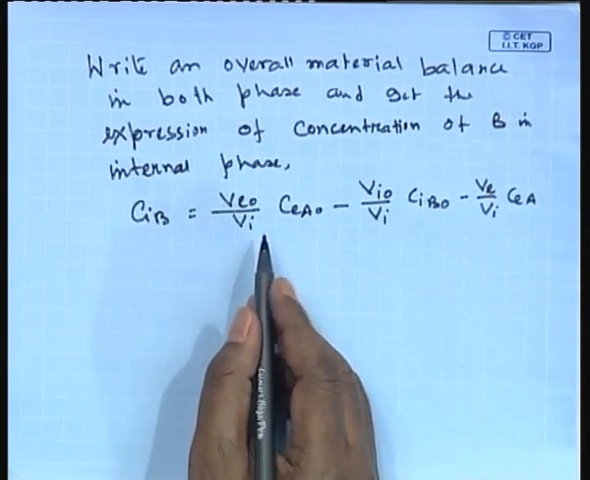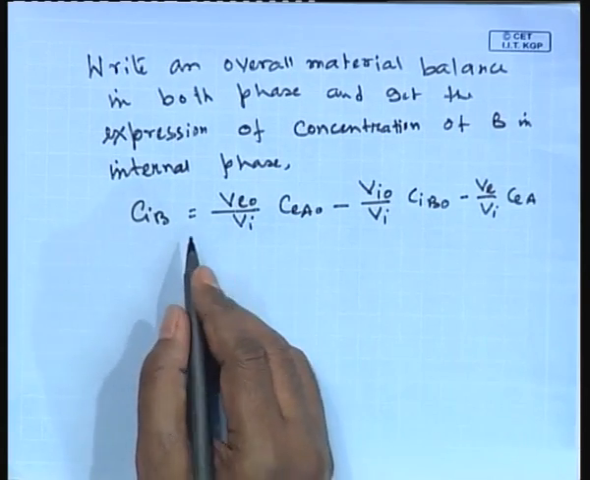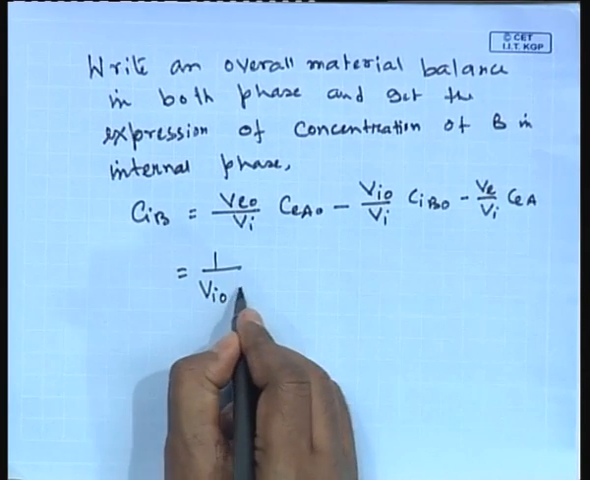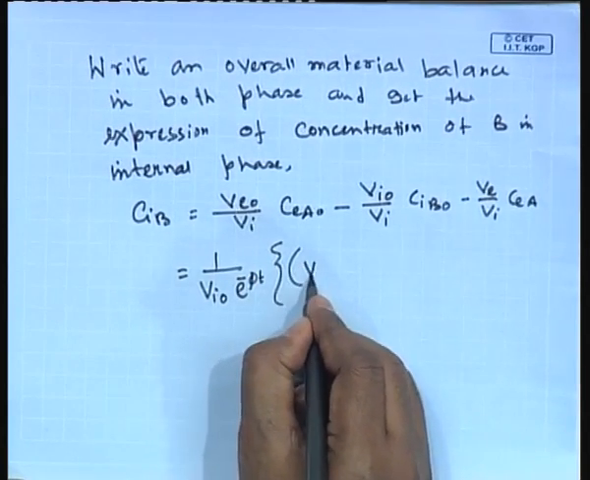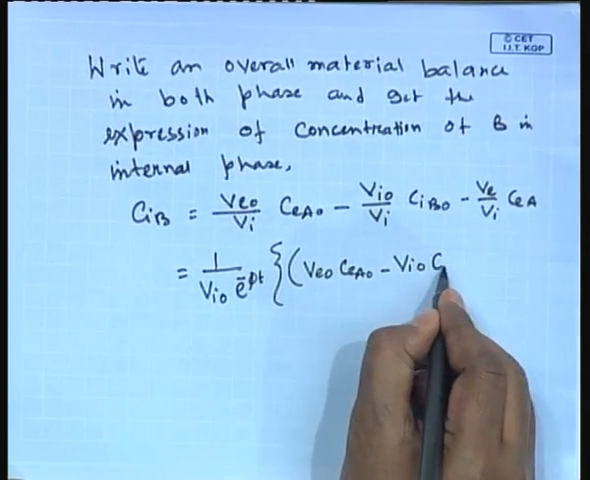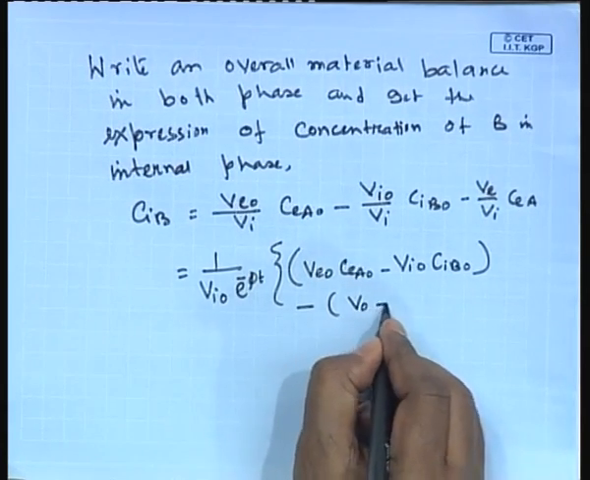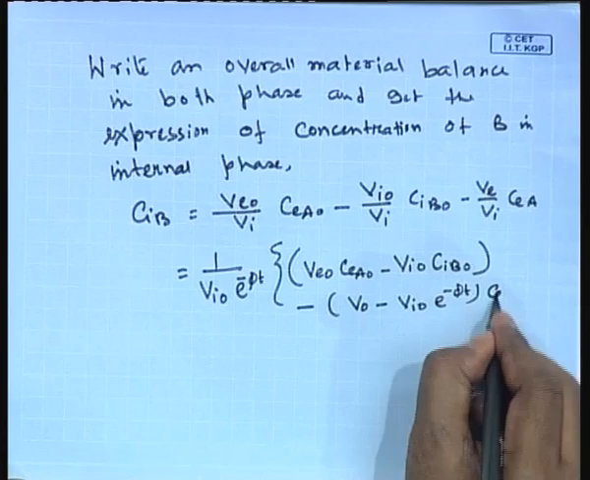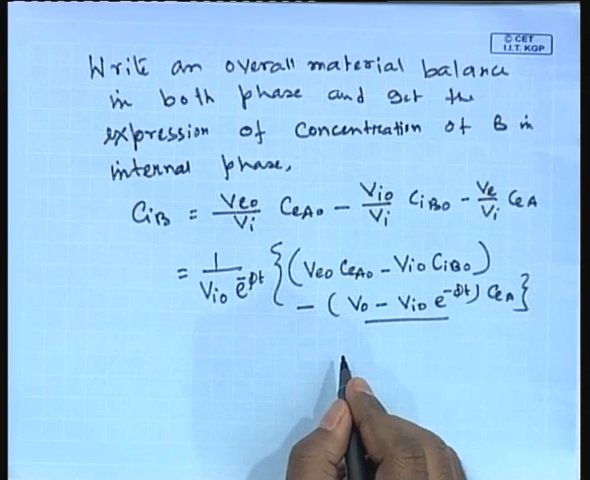Okay. So, now I am going to substitute the expression of V I as a function of t. If you do that, what you will be getting is 1 over V I naught e to the power minus phi t, bracket V E naught C E A naught minus V I naught C I B naught minus V naught minus V I naught e to the power minus phi t times C E A. So, what is this? This is nothing but the volume of the external phase at any point of time.